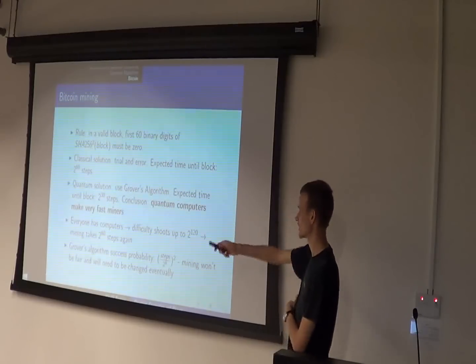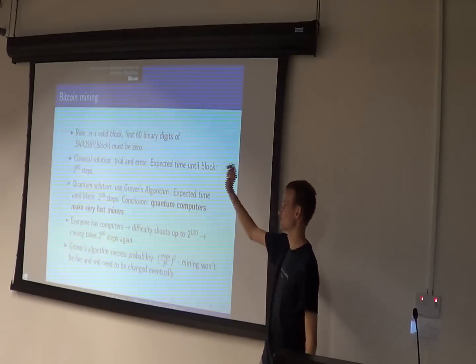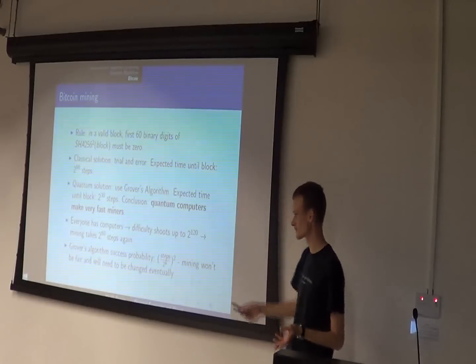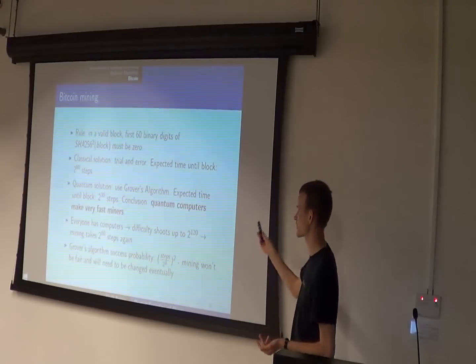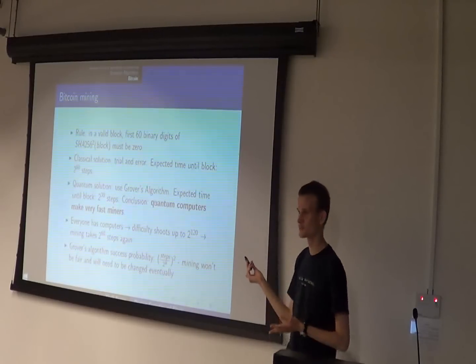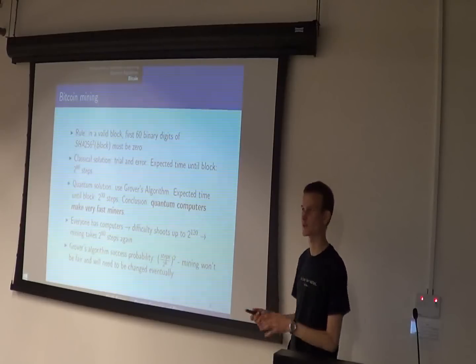Quantum solution, Grover's algorithm. Grover's algorithm brings it down from 2 to the 60 to 2 to the 30. So this is what Mania was mentioning earlier, which is that quantum computers make very fast miners. If you have a quantum computer, you can mine faster than the rest of the network combined.